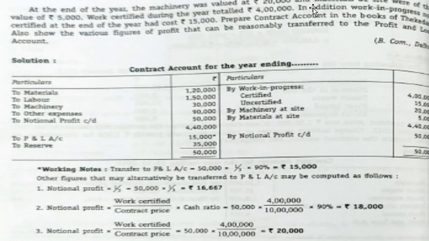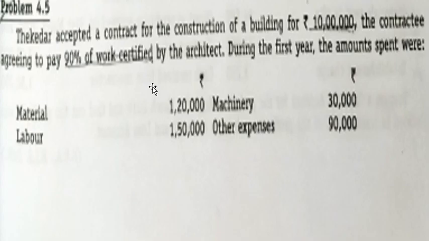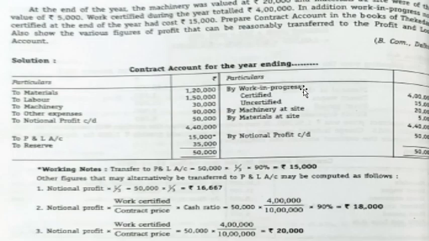Next, at the end of the year, the machinery was valued at 20,000. At the beginning of the year, the machinery value was 30,000. At the end of the year, the machinery has reduced to 20,000. So the value of the machinery is reduced, which means that depreciation is being charged. The difference between the beginning of the year and the end of the year is 10,000, so the depreciation is rupees 10,000. So the machinery at site at the end of the year is 20,000.